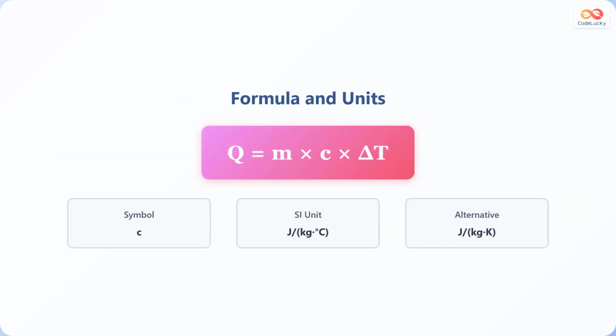The formula for calculating heat energy is Q equals m times C times delta T. Q represents the heat energy in joules, m is the mass in kilograms, C is the specific heat capacity, and delta T is the change in temperature. The SI unit for specific heat capacity is joules per kilogram per degree Celsius, which can also be expressed as joules per kilogram per Kelvin, since a change of 1 degree Celsius equals a change of 1 Kelvin.